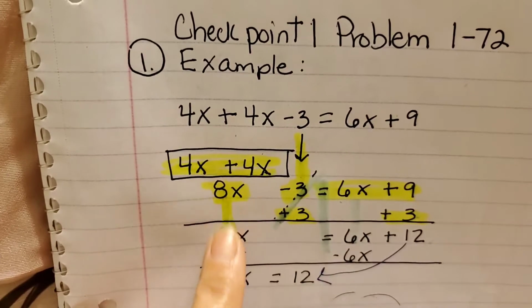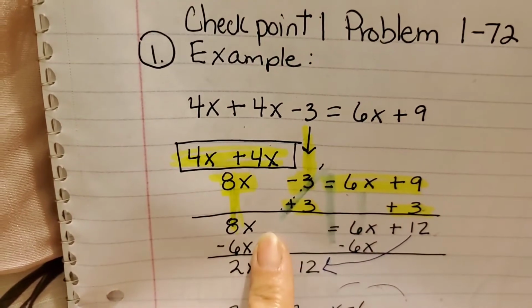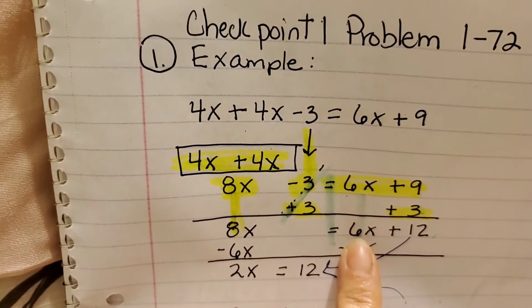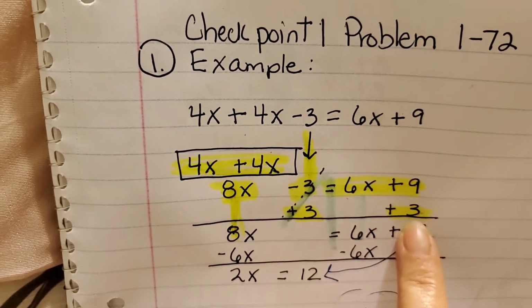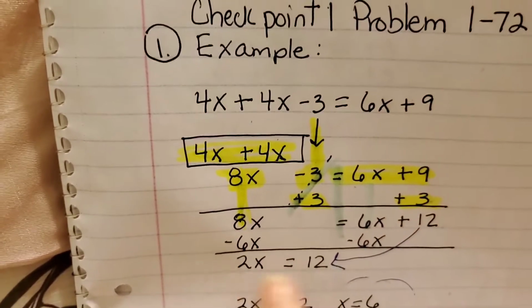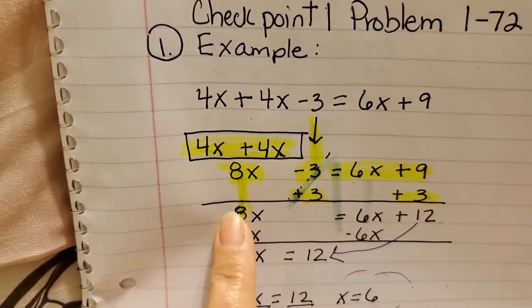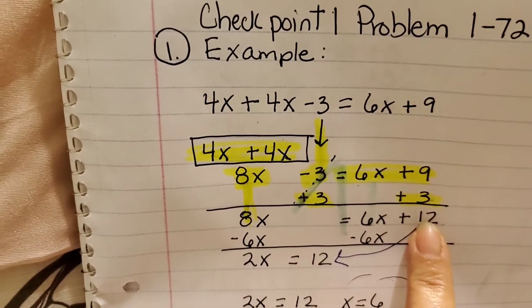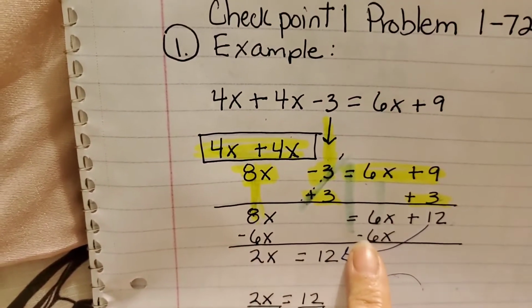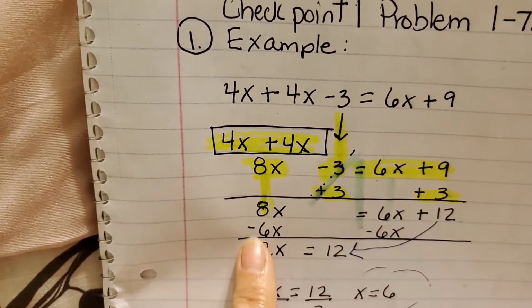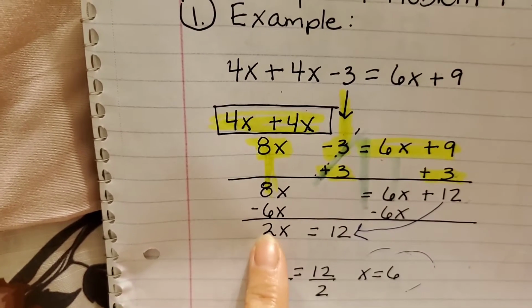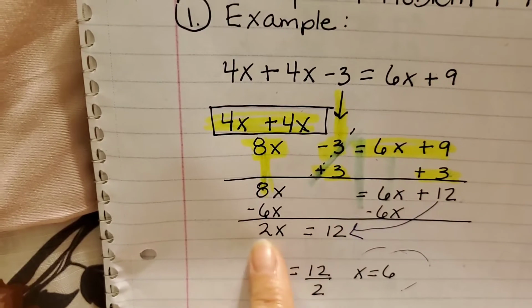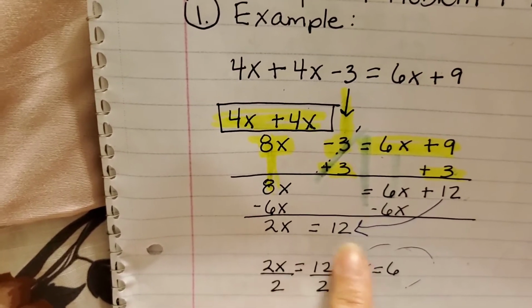Move your 8x straight down. This goes away. Bring your equal sign down. Bring your 6x down. And then add 9 plus 3 is 12. Now I want to move this x over here. So all of my x's are on one side, and I have numbers on this side. So I do the opposite, minus 6x, minus 6x. 8 minus 6 is 2x equals, bring that 12 there. So now I have 2 times x equals 12.